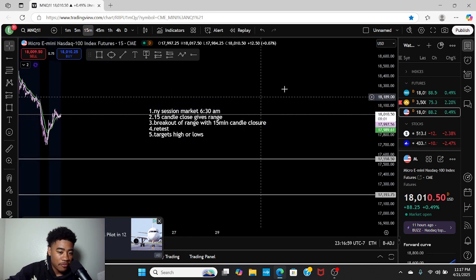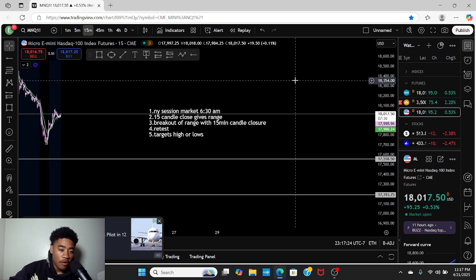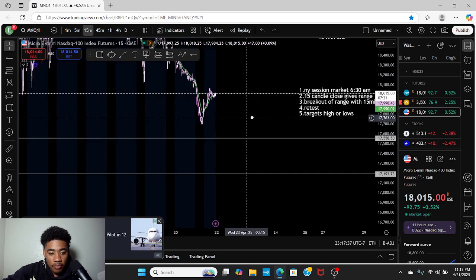Number three, I'm waiting for a breakout of that range with a 15-minute candle closure either above or beneath the range. And then number four, I'm looking for a retest of the direction that it broke out of. So if it broke out above the range, then I'm looking for a retest of the range above. I don't know how to explain it. I'll show you guys though. And then my targets are going to be previous highs and previous lows, for my take profits. Pretty simple.